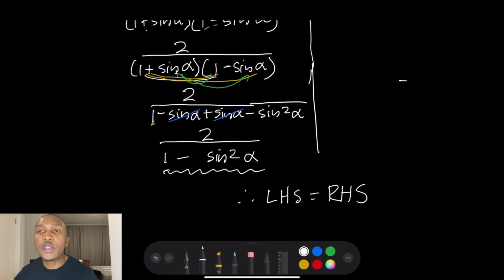Right, so in our next lesson we're going to be looking at compound angles and double angle identities. And of course, I want you to perfect this method of knowing how to prove identities.